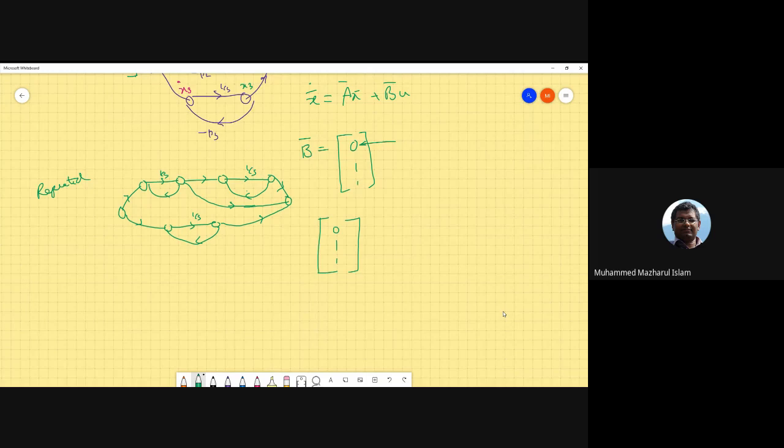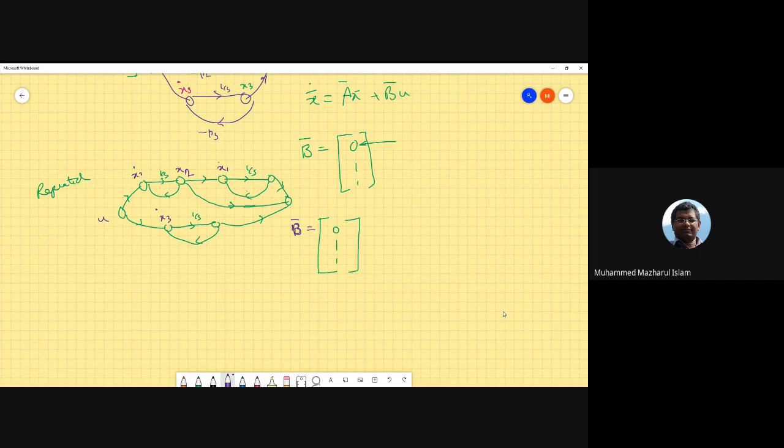Why? Because again, if you name these x1, x2, and x3, for example, let's call this x1, this x2, and this x3. So the input affects x3 and x2, and x1 is dependent on x2. Therefore, x1 also gets affected. However, u does not have a direct connection with x1 dot. So in the equation for x1 dot, you will have a 0 entry for b. This is the b vector. But this does not mean that the system is uncontrollable. This system is actually controllable.